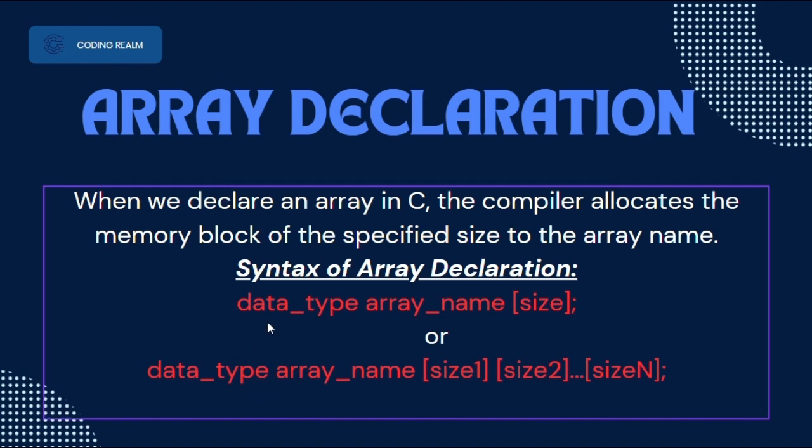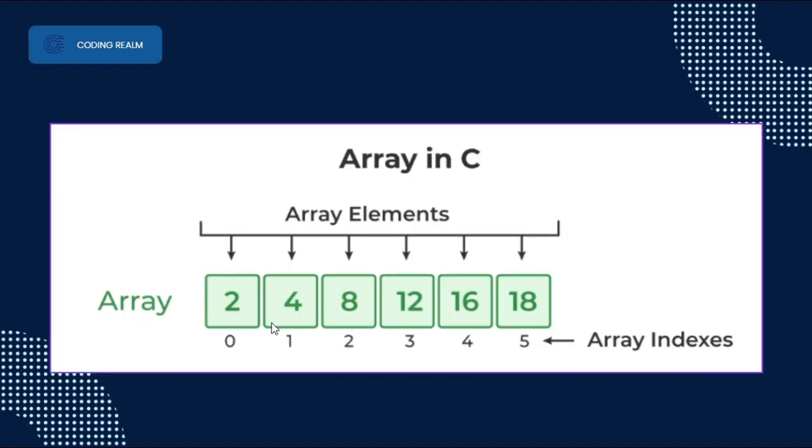Look at the syntax of the array declaration. First, we have the data type, if the array contains characters, integers, or floats. Second, we have the array name, for example, int A or int X, int Y. And we have the size of the array. Here in this array, the size is 6.